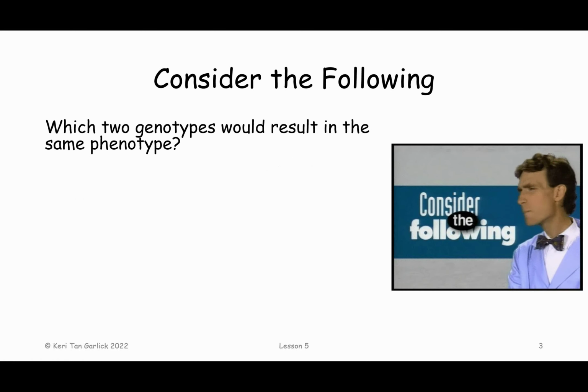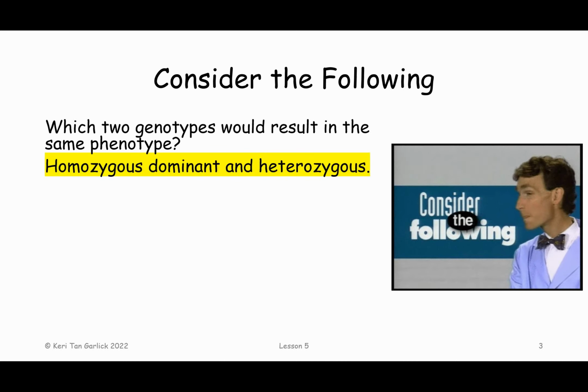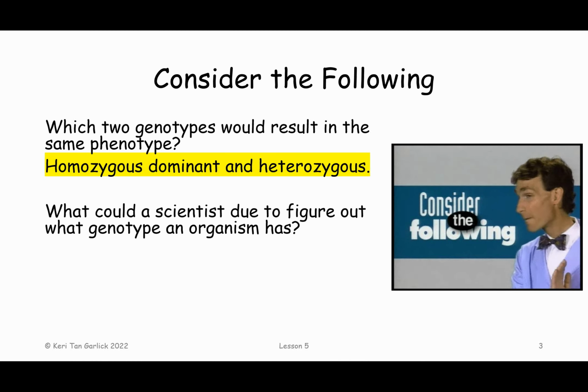Cool. So the first thing is our consider the following. Take a moment to think what 2 genotypes would result in the same phenotype. And the answer to that question is homozygous dominant and heterozygous. Both of those will result in the dominant phenotype. So if I was a scientist and I was trying to figure out which genotype I had, I have an organism with the dominant phenotype, but I don't know if it's a homozygous dominant or heterozygous. How would I figure that out?